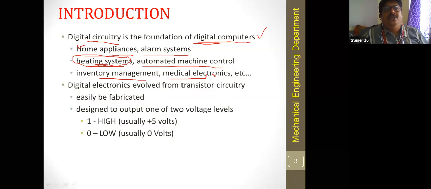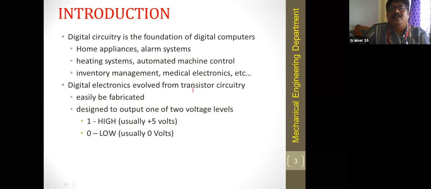Oh, correct, very good. And digital electronics, now we'll discuss digital electronics evolved from transistor circuits. Transistor circuit. One minute, it is not coming. This is a transistor circuit, right? Lighting, lamp lighting, right? Correct, very good.